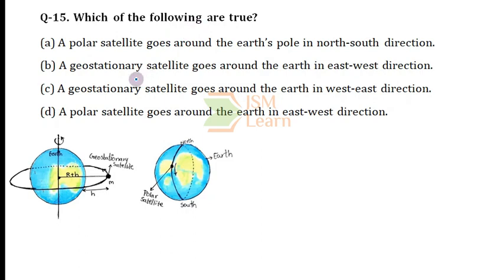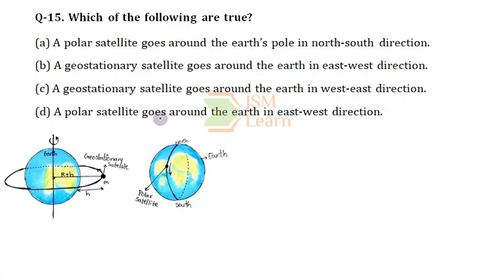We know that the polar satellites move around the poles. They are located around the poles, and they move around the Earth's pole in the north-south direction. We have studied that. So our option A is true.